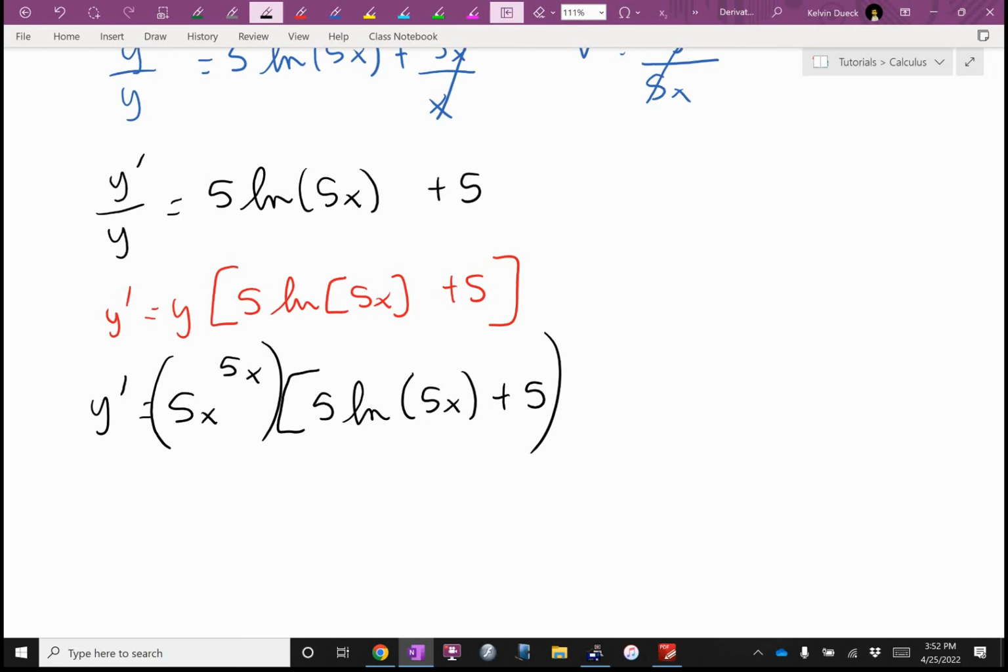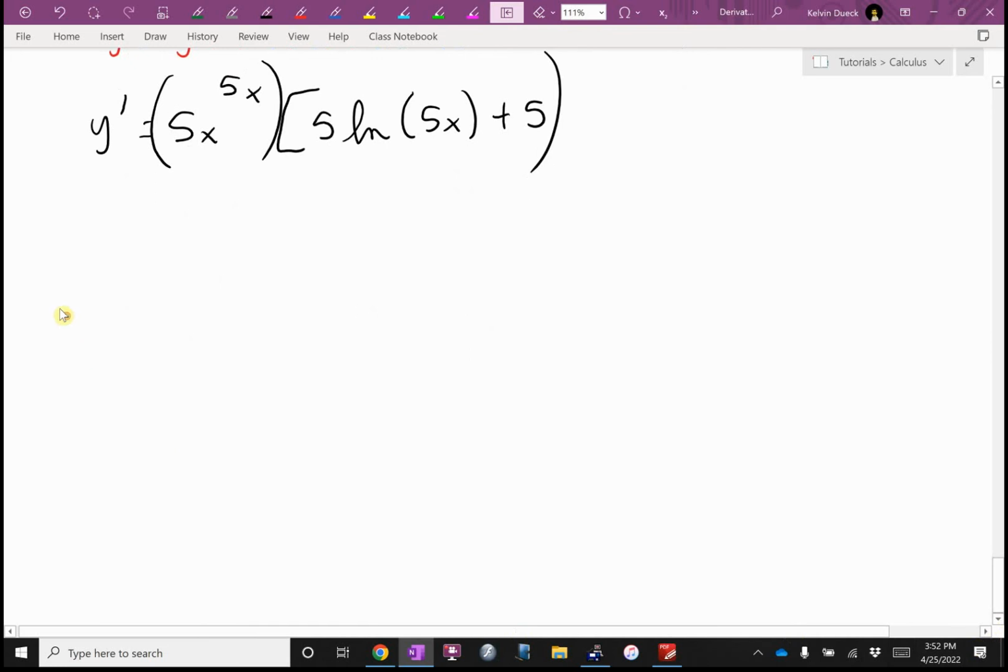Let's see here. Just trying to look at some combinations of. Okay, so before I go further, a few more derivative rules.